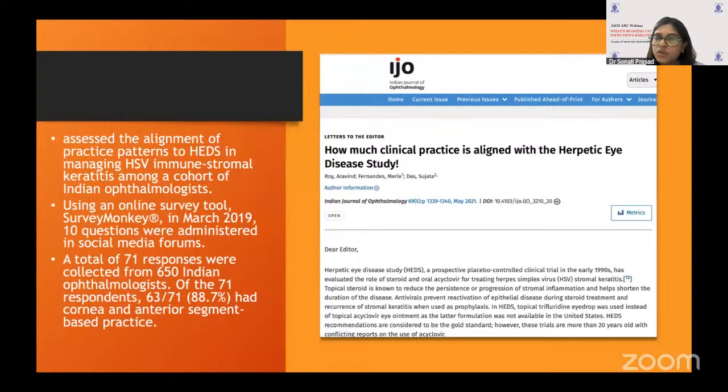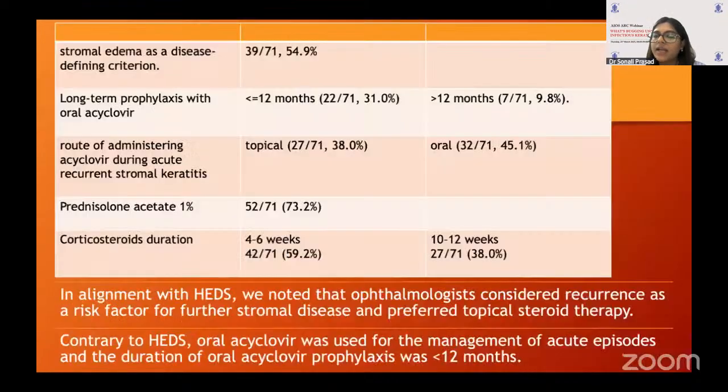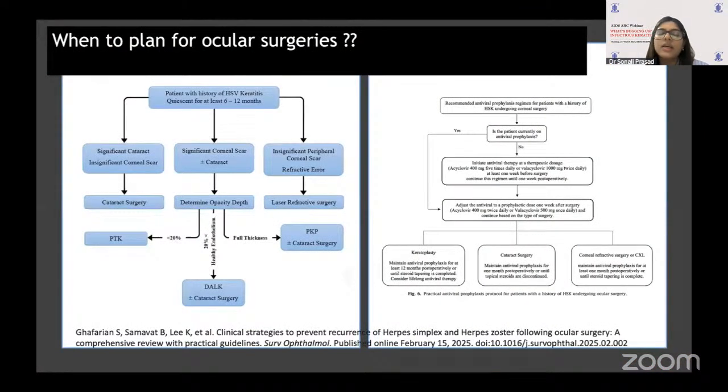Studies from India have also been presented, looking at whether clinical practice is aligning with herpetic eye disease guidelines. A lot of ophthalmologists recommend that they follow the HEDS study for their own clinical practice, although they really prefer using oral acyclovir for less than 12 months.